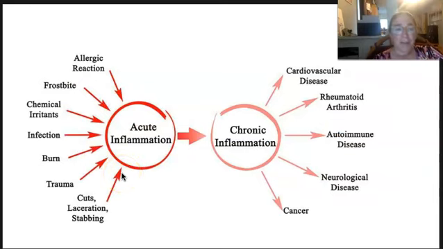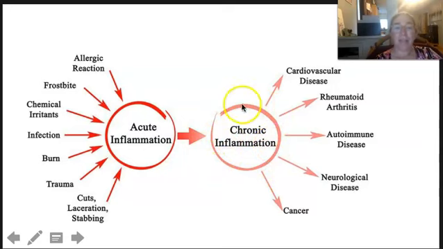So what we've been talking about so far is acute inflammation, that inflammation that happens immediately upon injury, whether it's injury from trauma, cuts, frostbite, chemical irritants, infection, etc. The idea is that the immune system causes inflammation to help protect us during that trauma, but then the inflammation ideally comes down and does not go on to produce chronic inflammation.